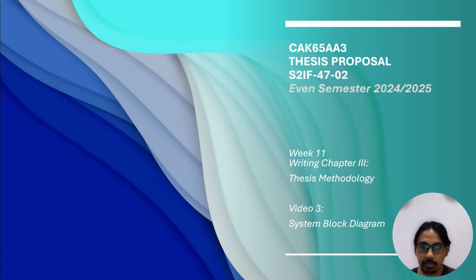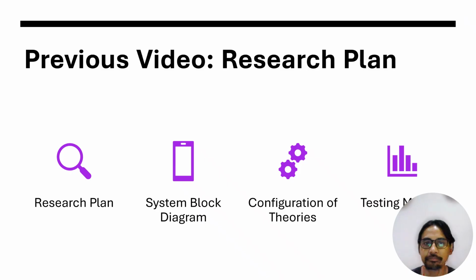So this is thesis proposal. We have reached week 11 about writing chapter 3, the thesis methodology. And now we are at video 3 and it is about system block diagram. So back again, we are in chapter 3. There are four main discussions. The first is the research plan, and then the system block diagram, and the configuration of theories, and the testing metrics. In the previous video, we have discussed the research plan. Now we are going to discuss the next thing, which is system block diagram.